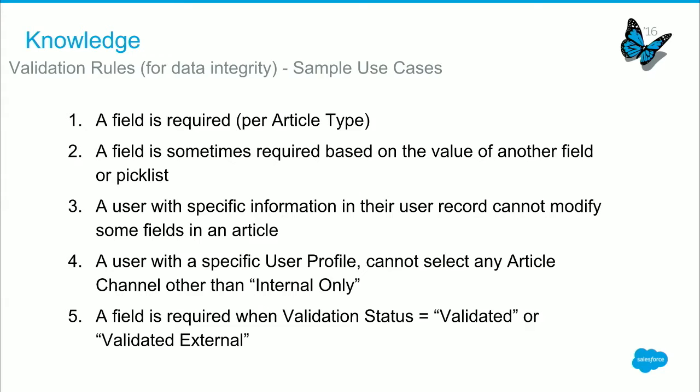And then just a final use case is a field is required when validation status is set to certain values. So maybe if you have a validation status field set to work in progress, maybe you don't care if certain fields are set because you know that people are still working on the article. But at the point in time that the article has moved along in its life cycle and moved to a state of validated or validated external, which is what you would put it in when you're sharing it out to your customer base, you may want to make sure that certain fields have been filled out.